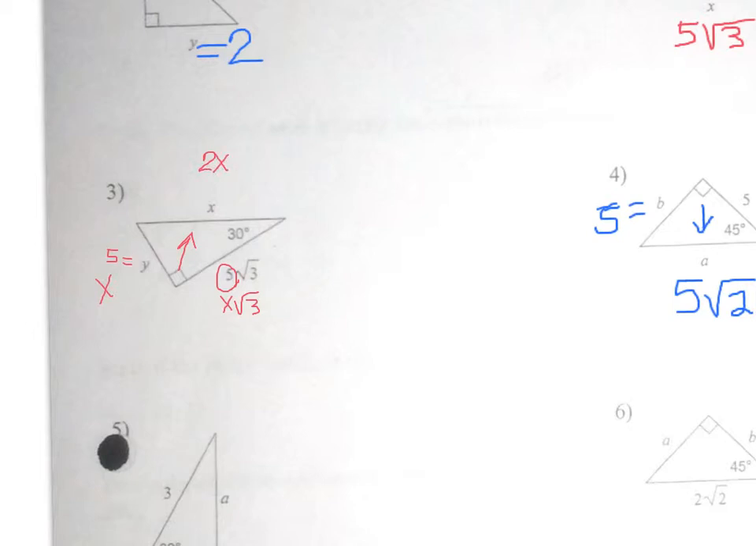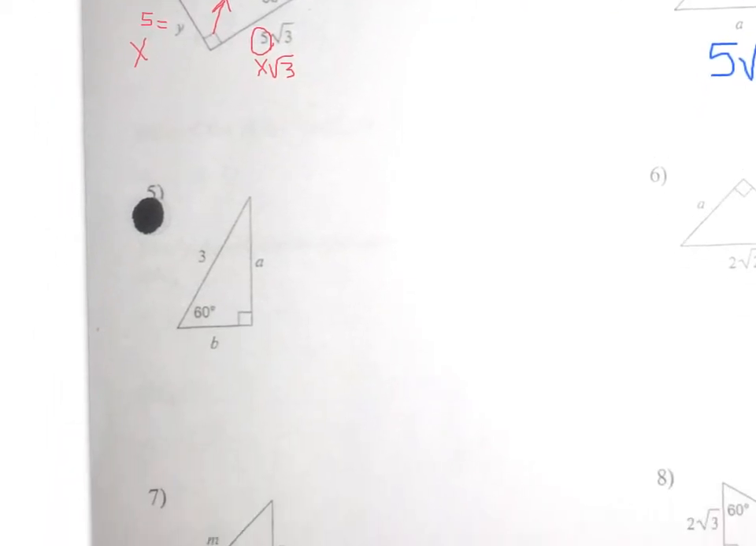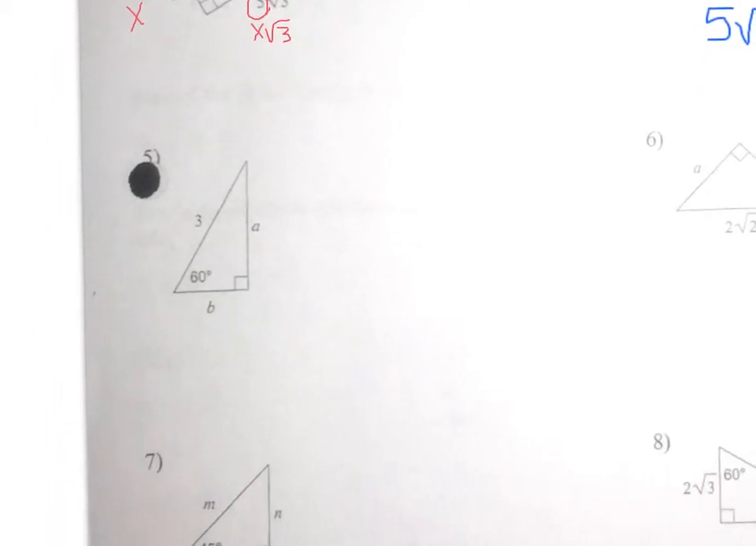And since the short leg was 5, x is 2 times 5, which is 10. Now problem number 5, they're giving us the hypotenuse.